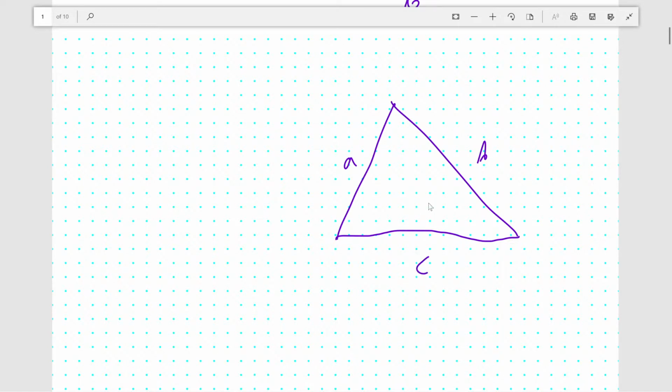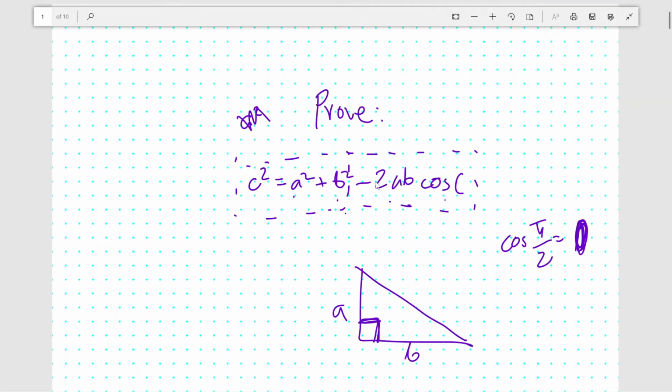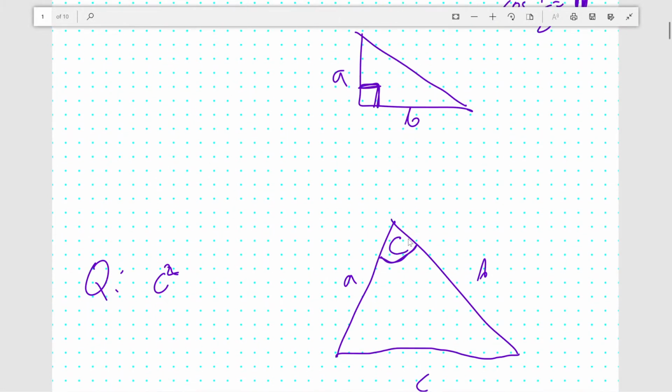So say we have a triangle here, and the first side is going to be called A, the second side will be called B, and the final side will be called C. We know this angle, which is opposite to the side C, and we're going to label it capital C. The goal is to find C squared in order to figure out this formula here.